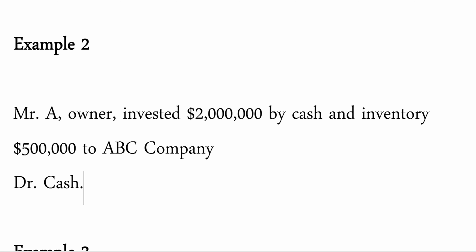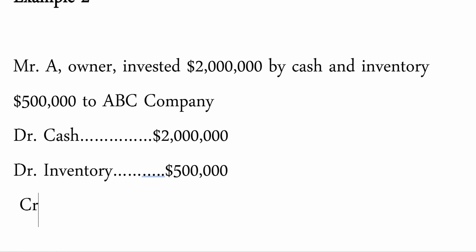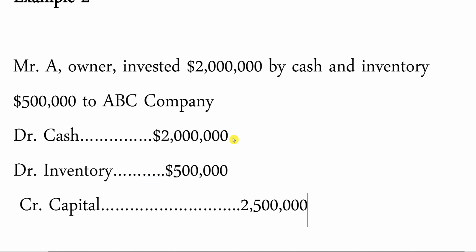Debit cash 2 million, and debit inventory 500,000, and credit capital investment 2.5 million. So please check our third example.